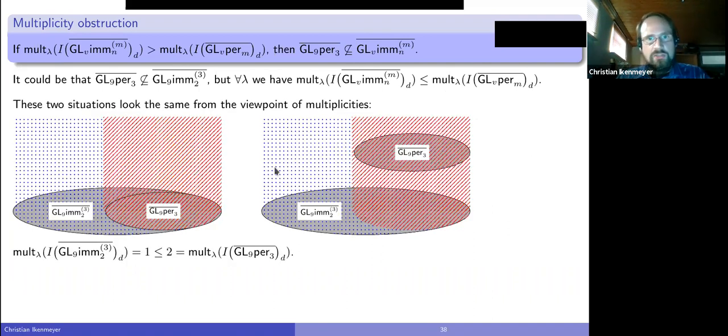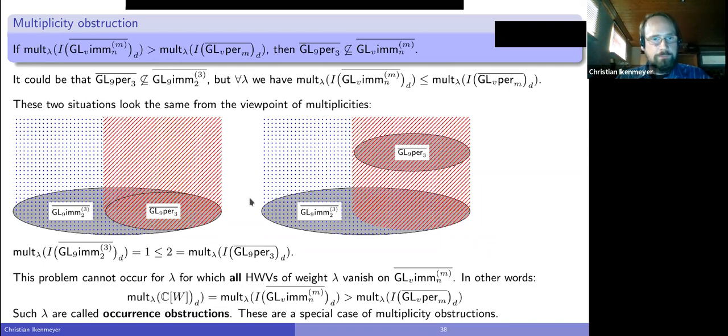These two situations look the same from the viewpoint of just multiplicities. Here the permanent is inside the orbit closure of the IMM, and here it's outside. But you see how many functions are vanishing on the IMM: it's 1 in both pictures. And how many functions are vanishing on the permanent? It's 2 in both pictures, right? So the multiplicities themselves don't really tell you in which situation we actually are.